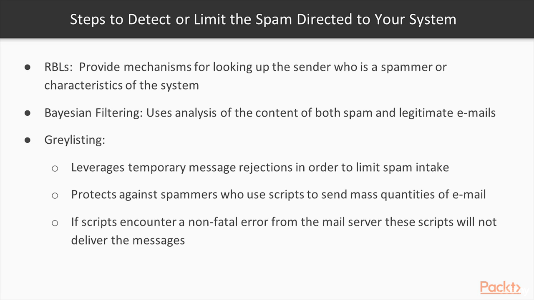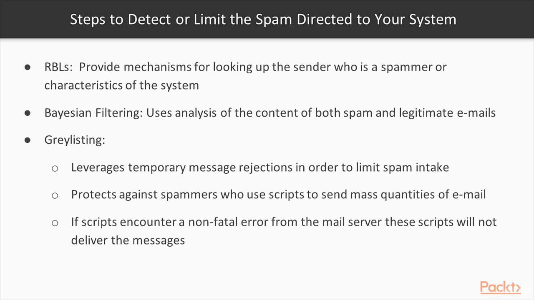A few common approaches are reputation block lists, RBLs, which provide mechanisms for looking up the likelihood that the sender is a spammer based upon past behavior or characteristics of the system. For example, some block lists consider end-user IP ranges to be likely spammers, since legitimate mail tends to come through the ISP's mail servers, while significant amounts of spam come from compromised Windows desktops. The SpamHost project is one of the better-known RBL providers. Another approach is Bayesian filtering, which uses analysis of the content of both spam and legitimate emails in order to determine a statistical likelihood that the message is spam.